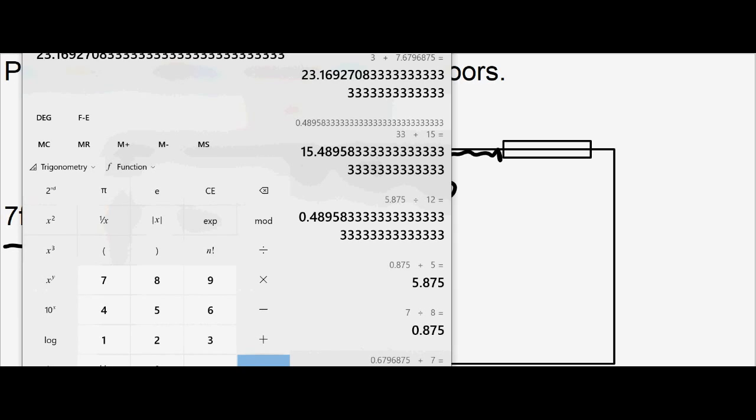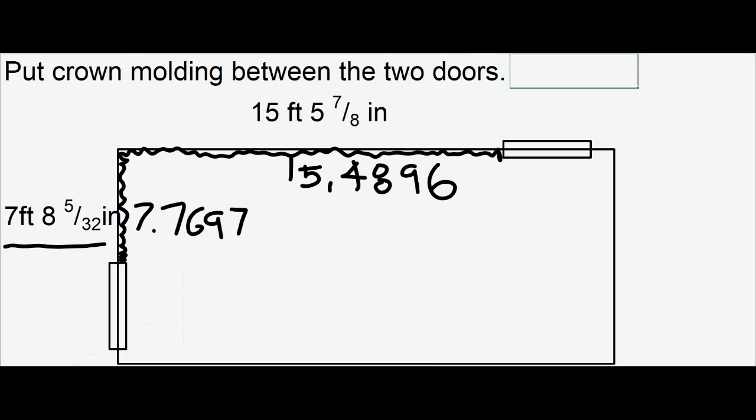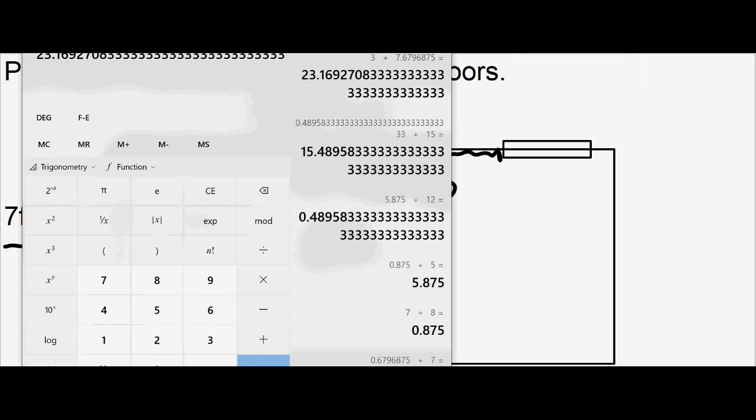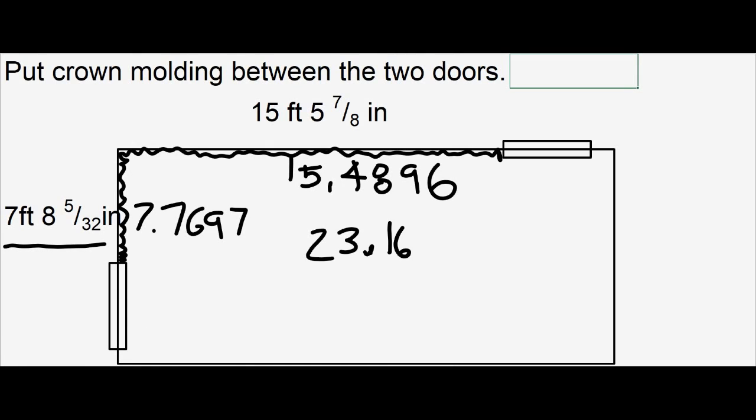So the question now is, how do I write that? I'll write 23.1693. And these are feet. We're no longer feet and inches. We have decimal feet now.